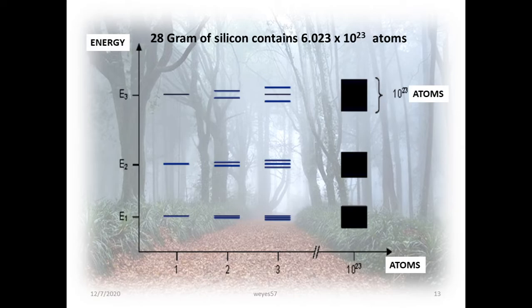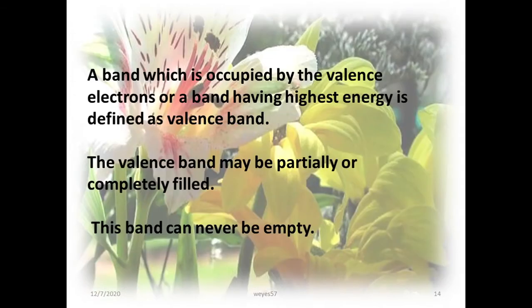Here, for a single atom, the energy levels are E1, E2, E3. If you go for 2 atoms, then the energy level of 1s is E1, 2s is E2, and the outermost level is E3, shown for 2 atoms, and the same way for 3 atoms. If you go for 10 to the power 23 atoms, these energy levels come very close to each other. We can't differentiate between the two levels, and the energy levels are in the form of bands.